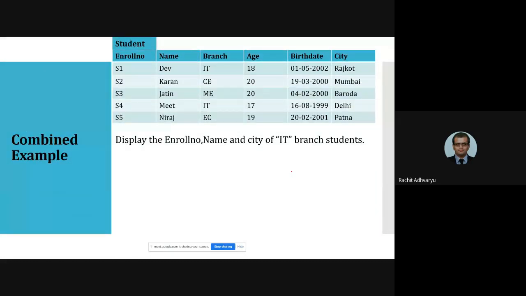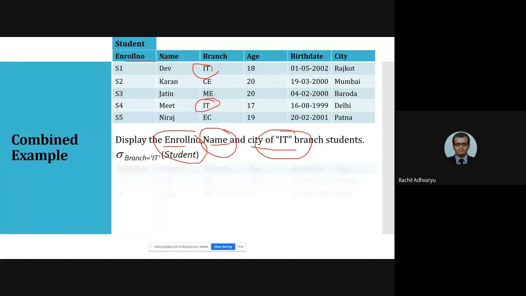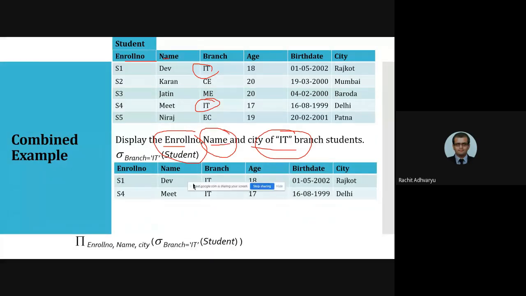Then if I want to combine selection as well as the projection, how can we do it? Let us take an example: display the enrollment number, name, and city of IT branch students. So the condition is IT branch students, and I want to display only specific columns from this table, that is enrollment number, name, and city, and this branch should be IT. So this is what the combination of selection and projection is. So how to write the query? First, write down the projection operator, that is you project the specific columns, enrollment number, name, and city. That is what I need to display, right?